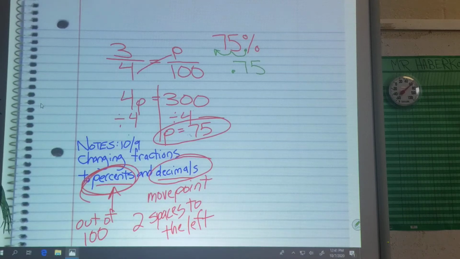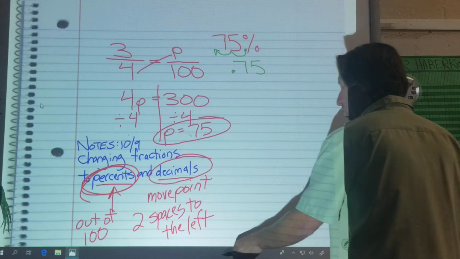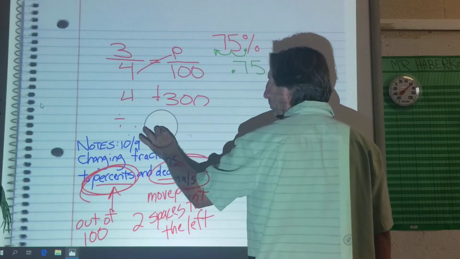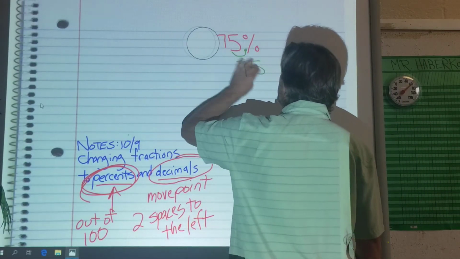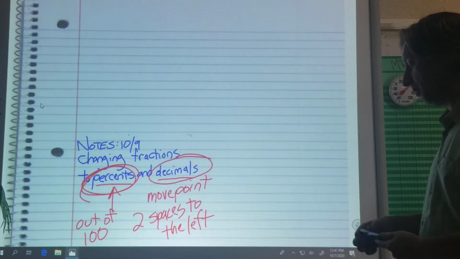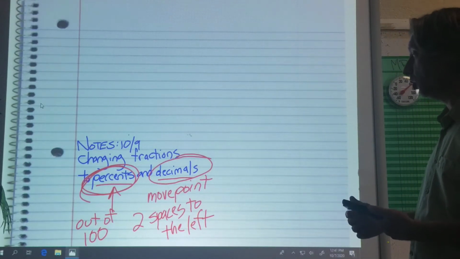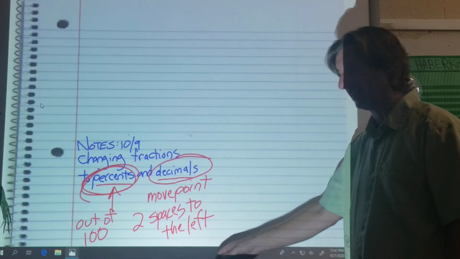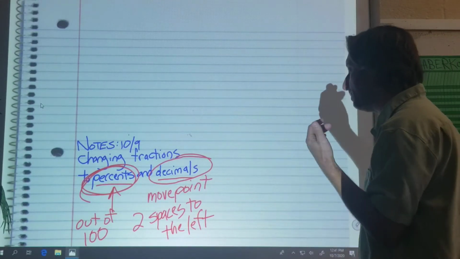All right, pretty easy stuff. We're going to do one more together just to make sure we got this. And we're going to practice this for 2 days to make sure we have it down, all right? And the good news is you already know how to do it. The only thing new is moving this point to the left 2 spaces, all right? So let's do one that doesn't come out quite so even.